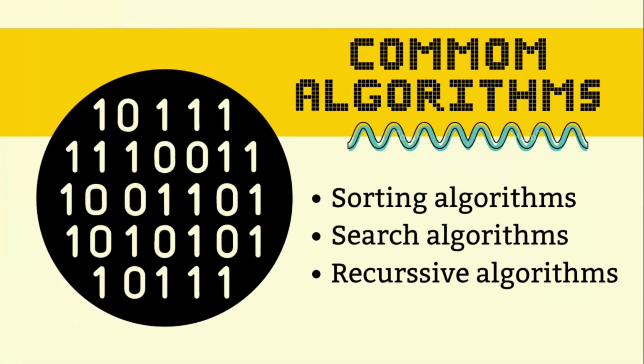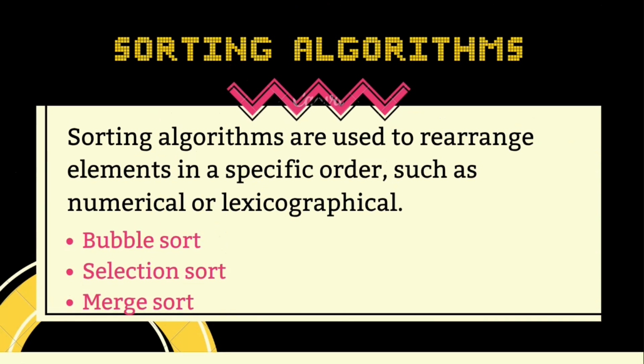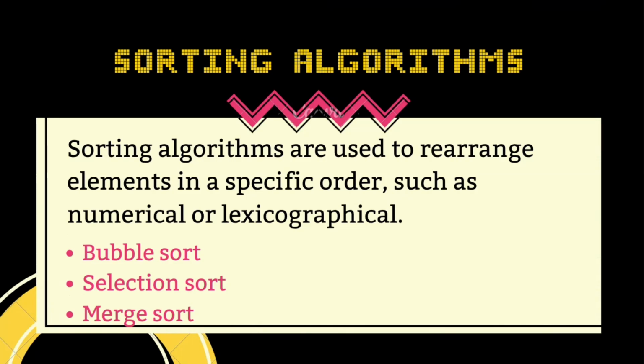These are the common types of algorithms that we will cover: sorting algorithms, searching algorithms, and recursive algorithms. Sorting algorithms are used to rearrange elements in a specific order. They are essential for organizing data efficiently. For example, selection sort, bubble sort, and merge sort.